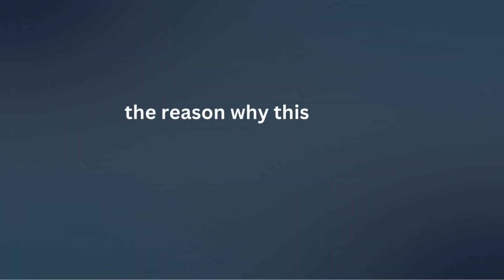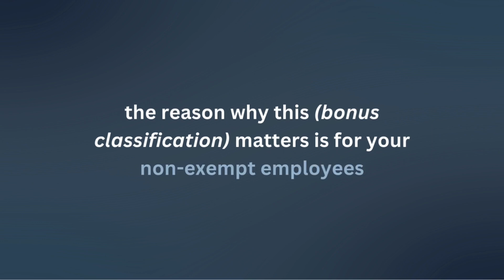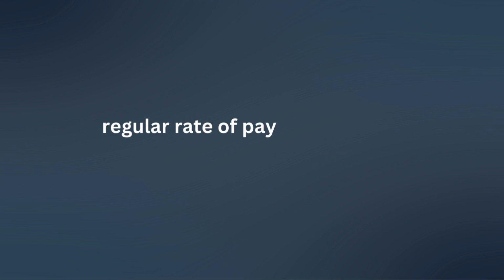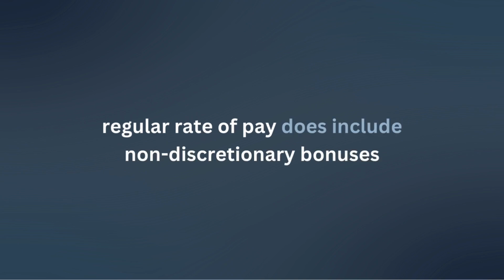The reason why this matters is for your non-exempt employees. If they work overtime, they have to be paid 1.5 times the regular rate of pay. Regular rate of pay does include non-discretionary bonuses. So that means if you have non-exempt employees who work overtime and receive a non-discretionary bonus, you have to factor in that bonus amount when calculating their overtime premium rate, or really when calculating their regular rate of pay, which will determine the amount of overtime pay that they receive.